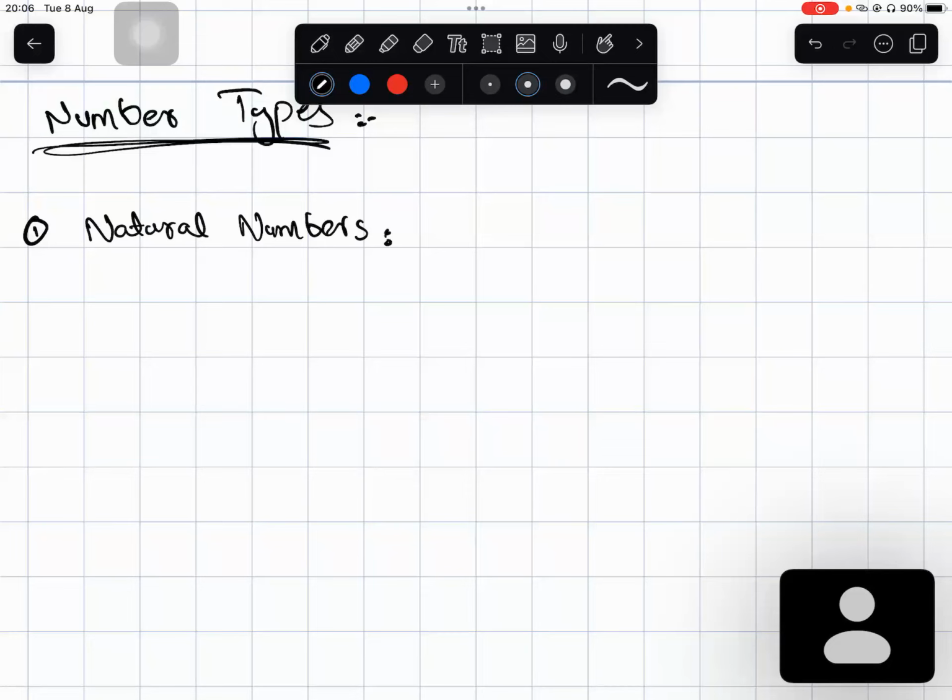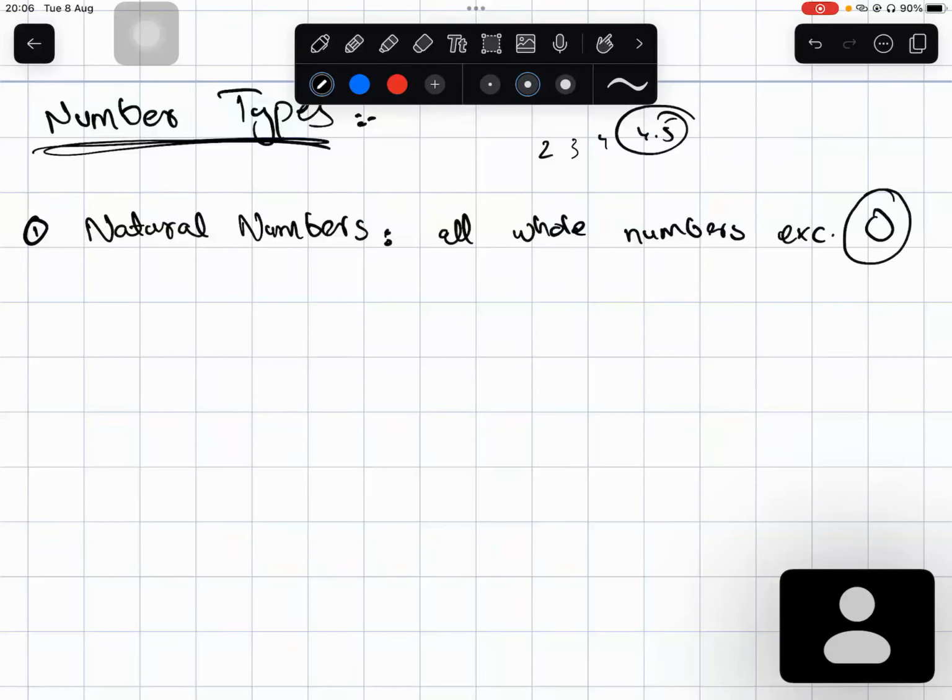These are numbers. These are basically all whole numbers. Whole numbers as in 2, 3, 4. 4.5 is not a whole number. So natural numbers are all whole numbers excluding 0. 0 is not a natural number, but every other whole number would be a natural number. Then very basic odd numbers.